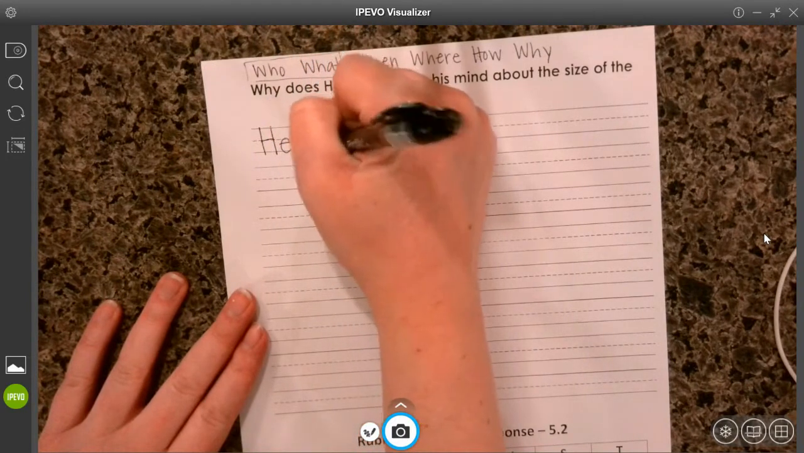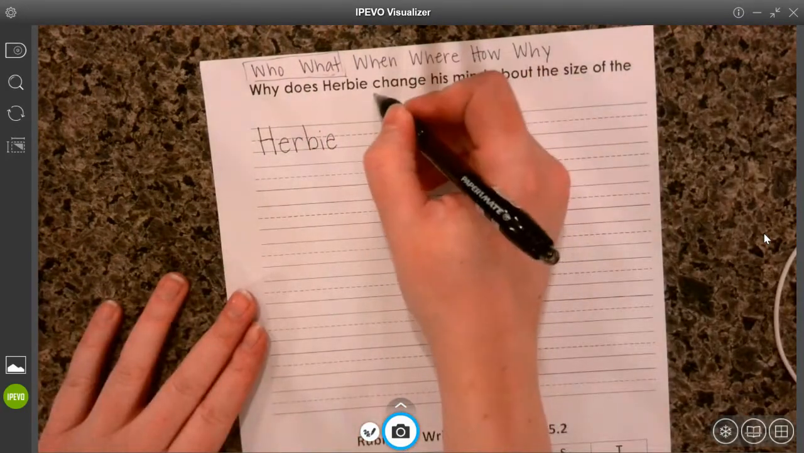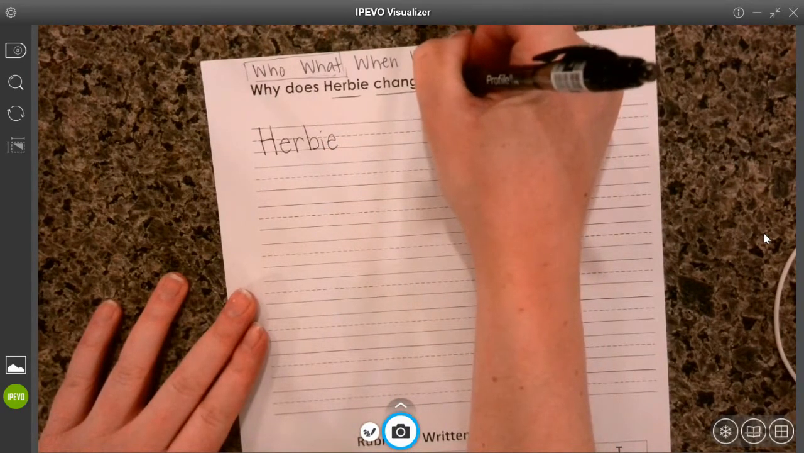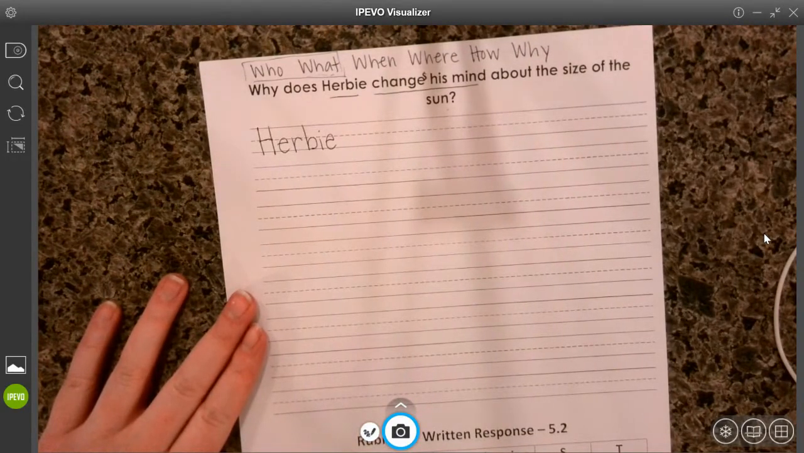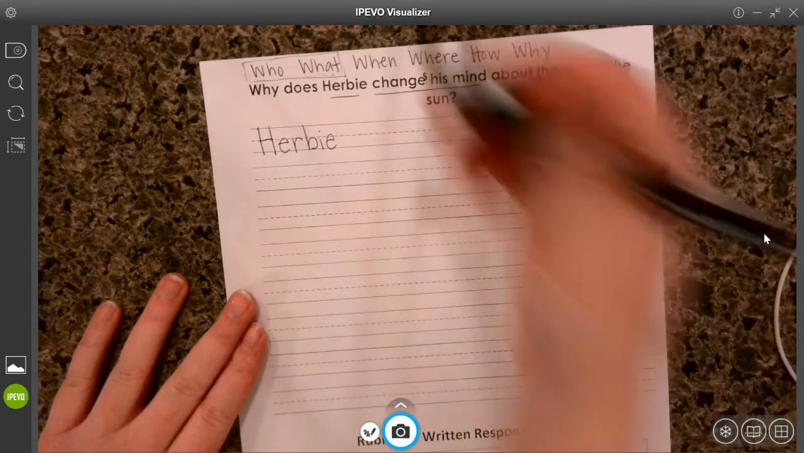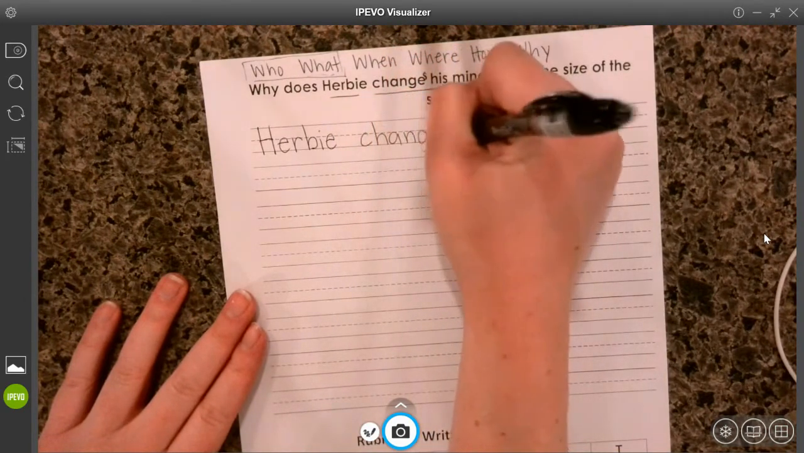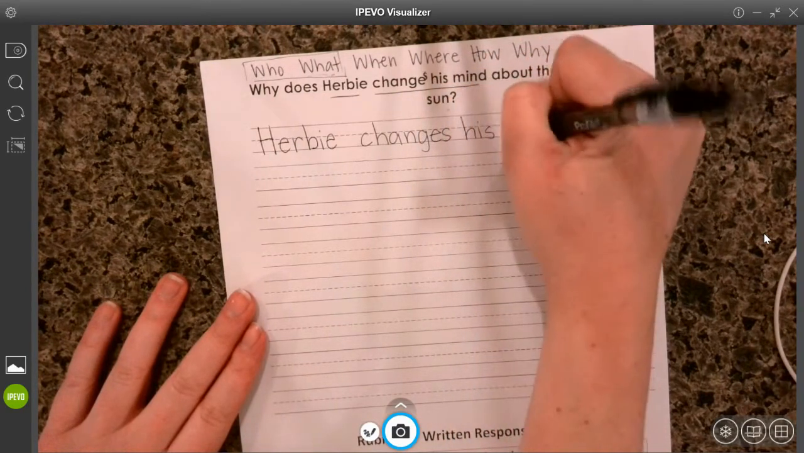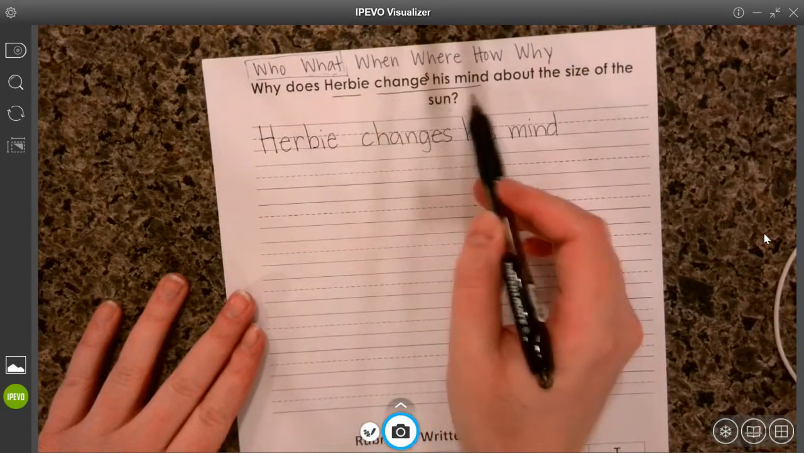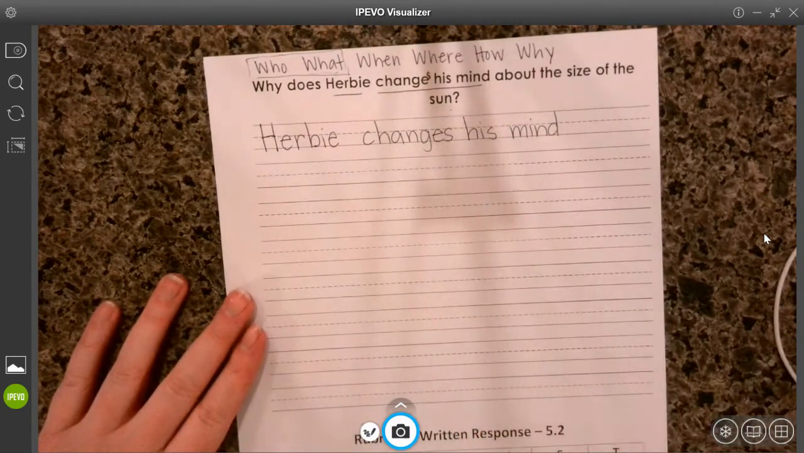So I'm going to write down my who. And he does what? Changes his mind. So we had Herbie changes his mind. I'm going to add an S here like we usually do, to take it from this into an action that Herbie is doing right then. So we can say Herbie changes his mind. Okay, so we have our who, we have our what. And if you wanted to add about the size of the sun, you could.